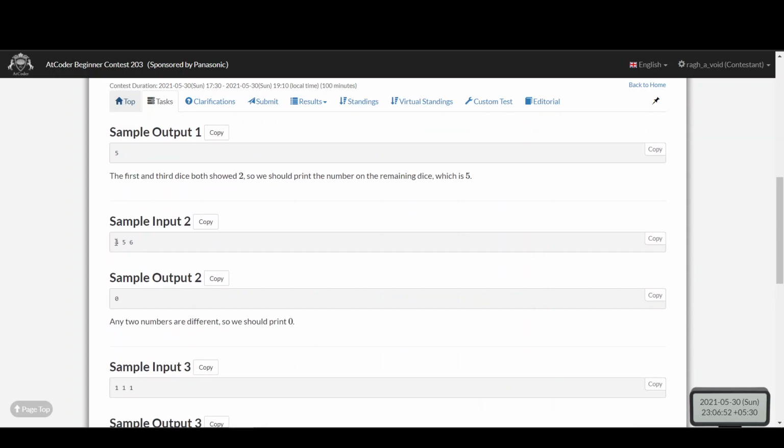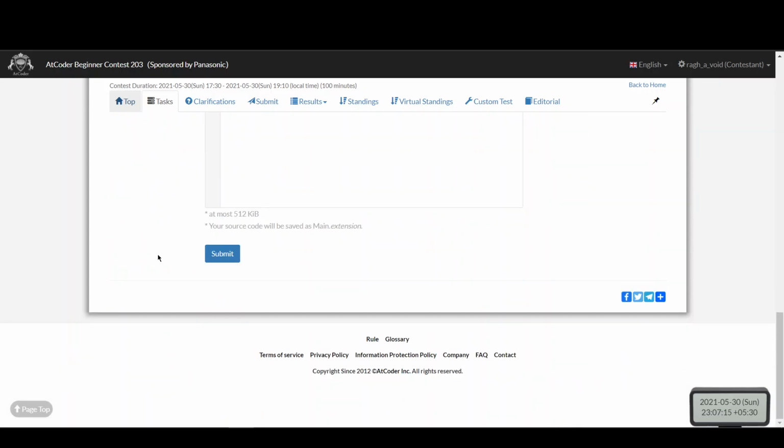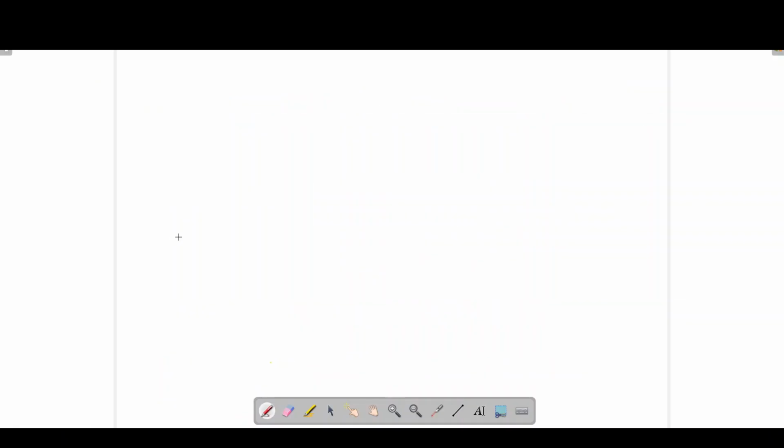For the second test case, we can see that all three numbers 4, 5 and 6 are distinct. So we would print 0. Also in the third test case, we are given 1, 1 and 1. That is, all three numbers are the same. Still we will print A. There was no restriction that all three should be same or not. If any two are the same, we have to print the third one. So I guess the question is pretty clear and simple.